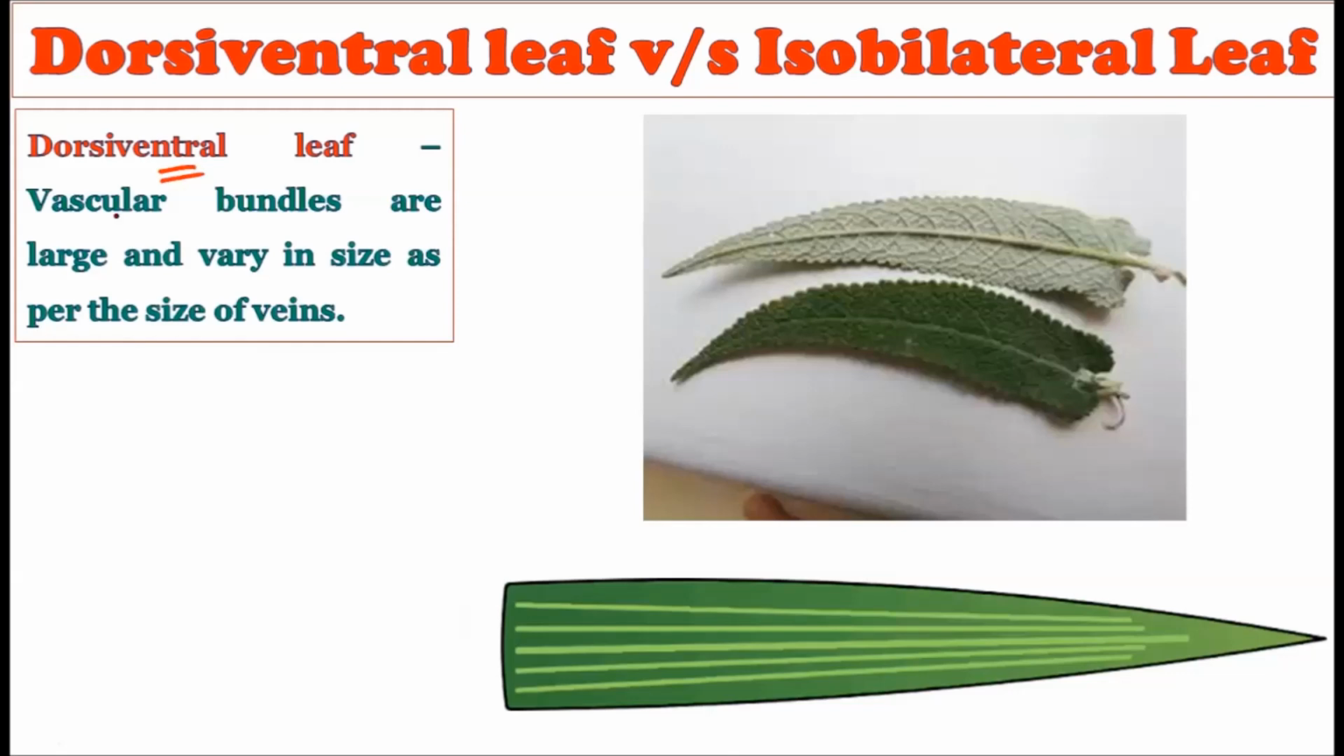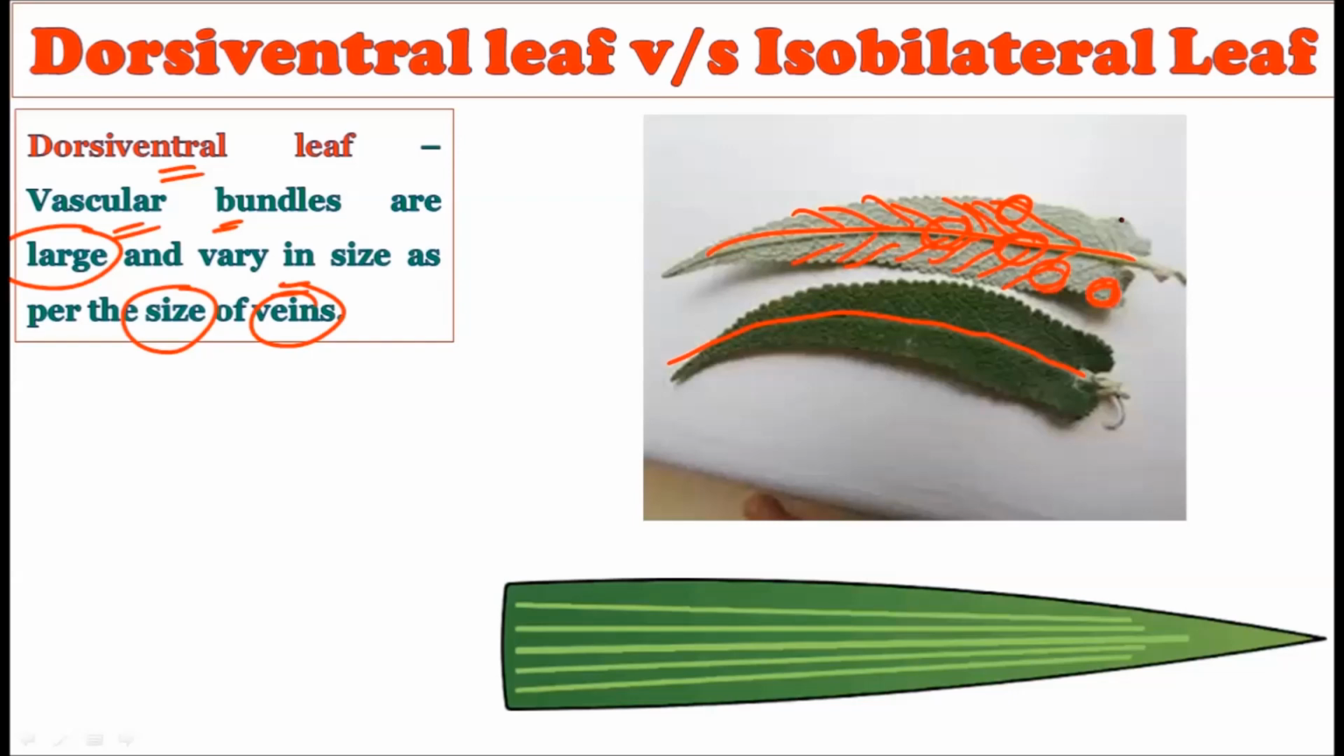Now see, in the dorsoventral leaf, the vascular bundles are quite large and vary in size as per the size of the veins. Consider a dorsoventral leaf with a single big midrib in between, and the sub veins around it. So in the dicot leaf, according to the size of the veins or the midrib, the size of the vascular bundle changes.